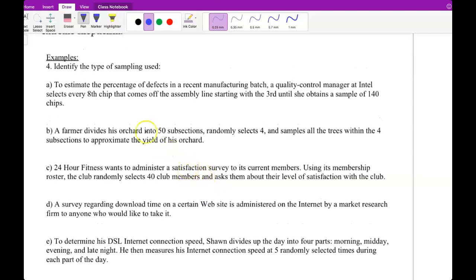An example: identify the type of sampling used.